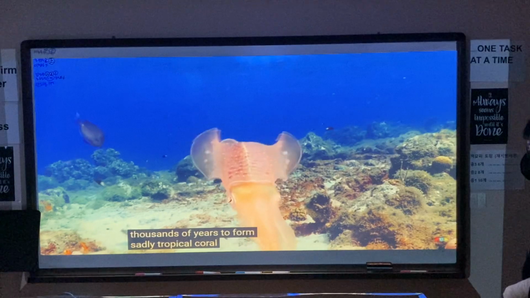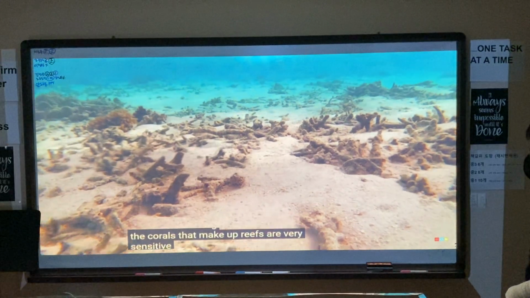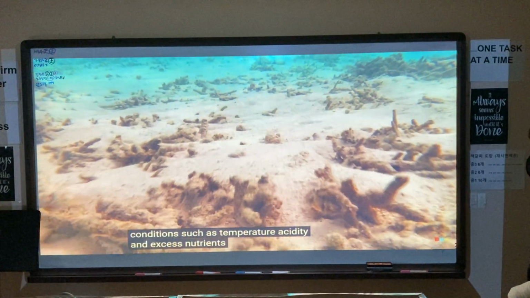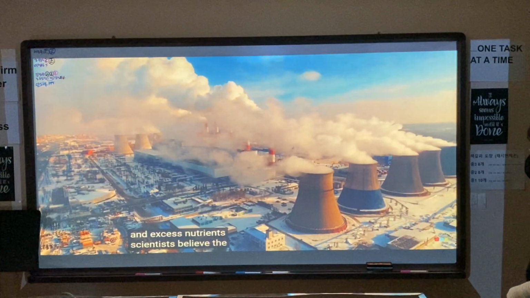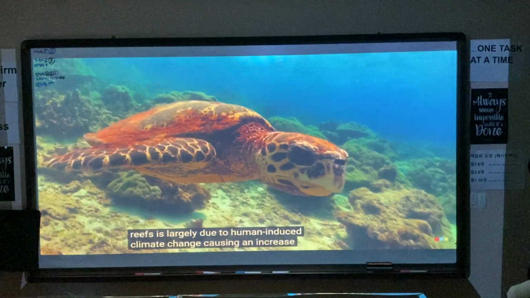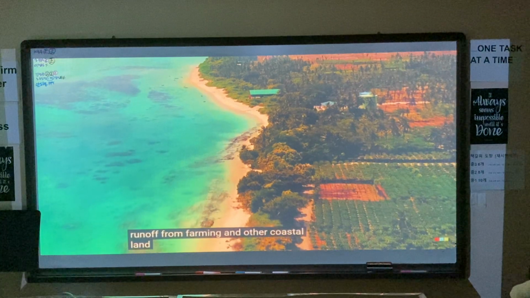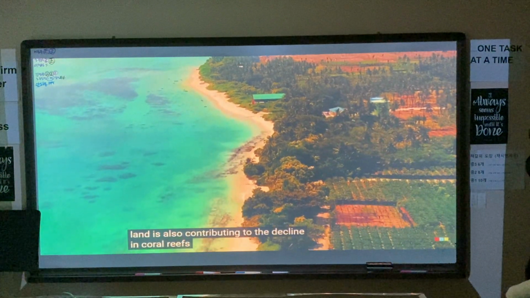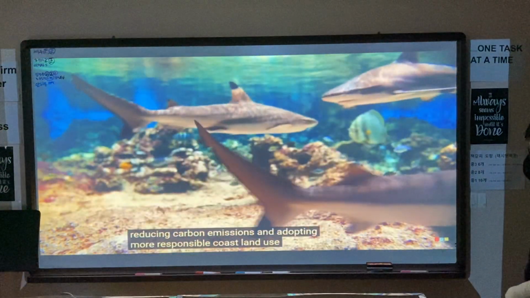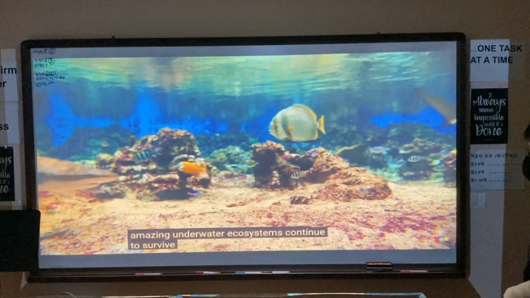Sadly, tropical coral reefs around the world are declining. The corals that make up reefs are very sensitive to various conditions such as temperature, acidity, and excess nutrients. Scientists believe the decline in coral reefs is largely due to human-induced climate change, causing an increase in the sea surface temperature. Runoff from farming and other coastal land is also contributing to the decline in coral reefs. Reducing carbon emissions and adopting more responsible coastland use practices is essential to ensuring these amazing underwater ecosystems continue to survive.